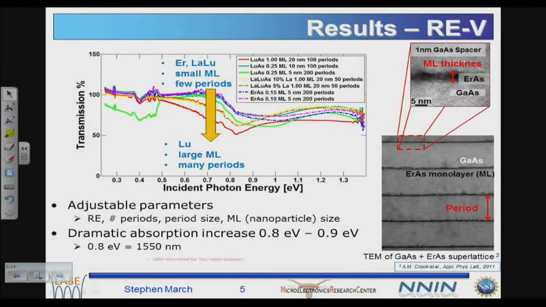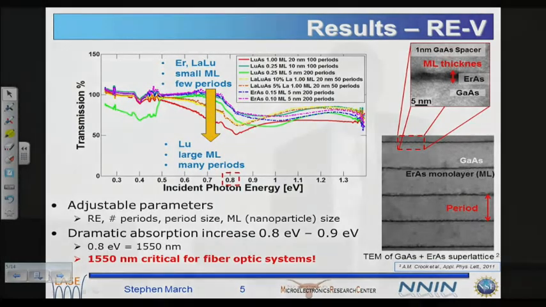This is extremely important for different fiber optic systems because this is a mature technology where various sensors rely on this 1550 nanometer value. So this shows us that by using these nanoparticle systems, we can actually make better sensors or sensors that are well tuned for different fiber optic systems.